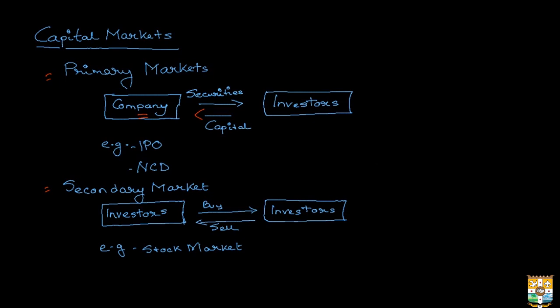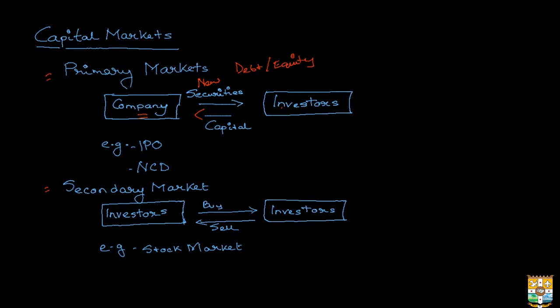Now, a primary market is a market where the company is directly participating in the market and is issuing new securities to investors, and investors are buying those securities. Now, these securities could be debt or equity. We will cover these terms in later videos, definitely. So, companies could issue new debt or equity or a combination of the both, and investors can buy those financial securities and provide capital to the company.